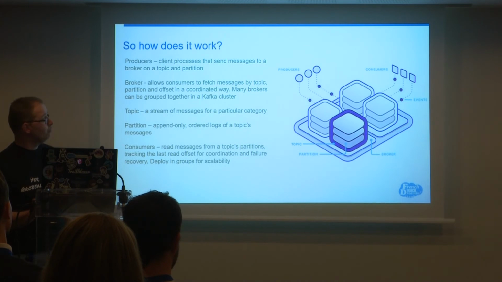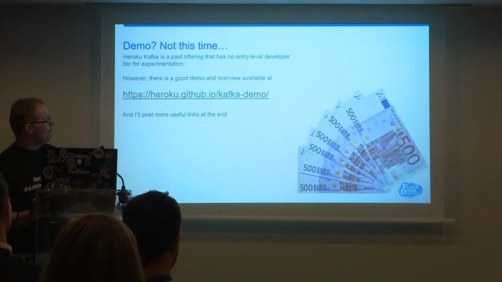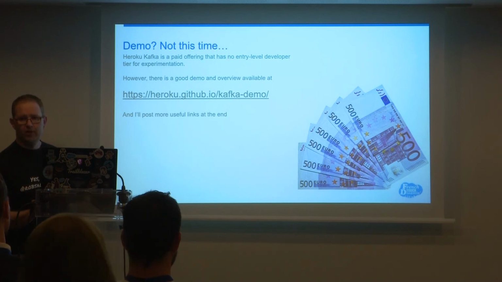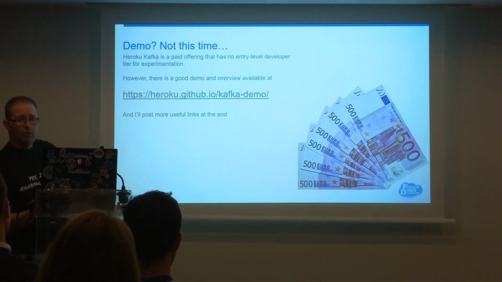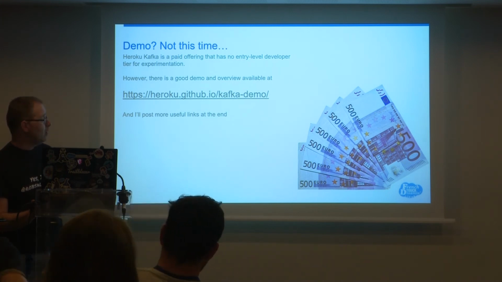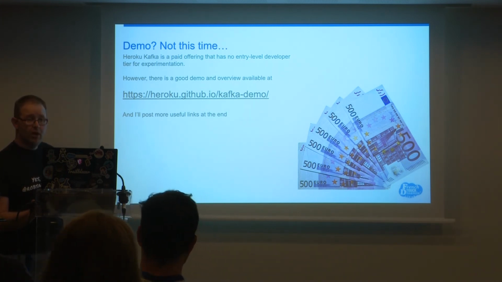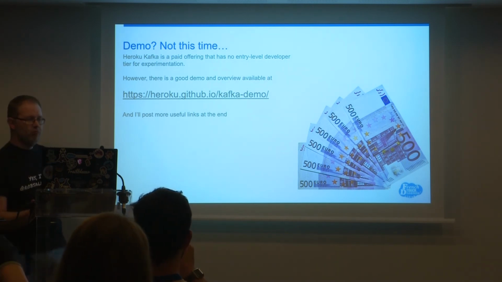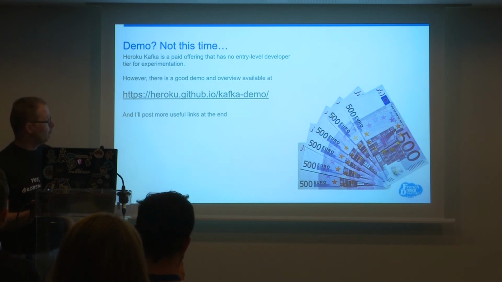So a demo? Sadly not. Heroku Kafka is one of the Heroku add-ons that doesn't have a demo entry-level tier. So I'm not really able to demo that one on today's budget. But if you want to take a picture with your camera phones of that link, there is a little demo that breaks down the process and illustrates that. It ingests Twitter feeds and looks at various keywords and tags, and then does some real-time graphing on that.